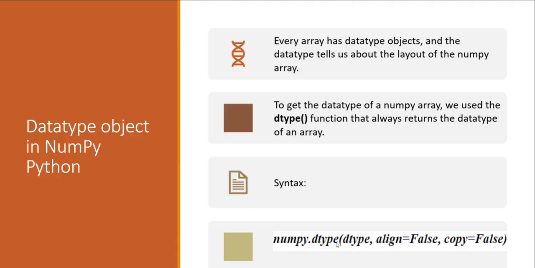numpy.dtype is the attribute name, and within this attribute we have a few parameters. The first parameter is object. It represents the object which is to be converted to the data type. The next parameter is align. It can be set to any boolean value. If it is true, then it adds extra padding. The last parameter is copy. It creates another copy of the dtype object, and by default it takes the false value.